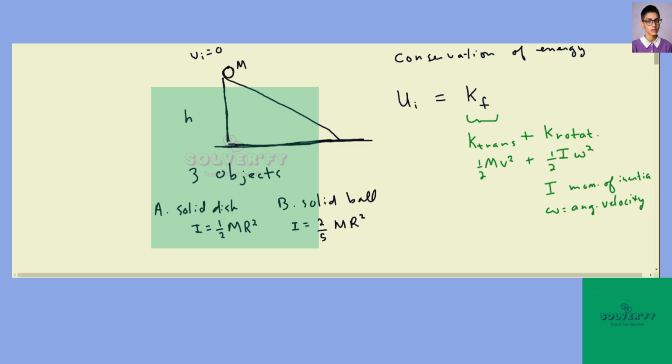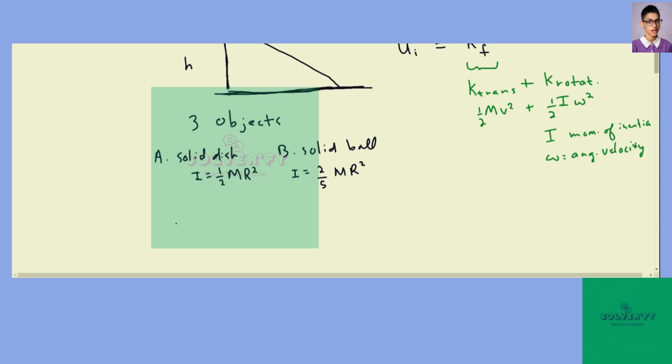And finally, a hoop is kind of like a ring, if you will. Hoop or ring. It's hollow. It kind of looks like it's got a wall and a donut. Its moment of inertia is mr squared. Now pay attention to the factor in front of each one of these. They all look like something mr squared, but each one of them has a different factor in front.